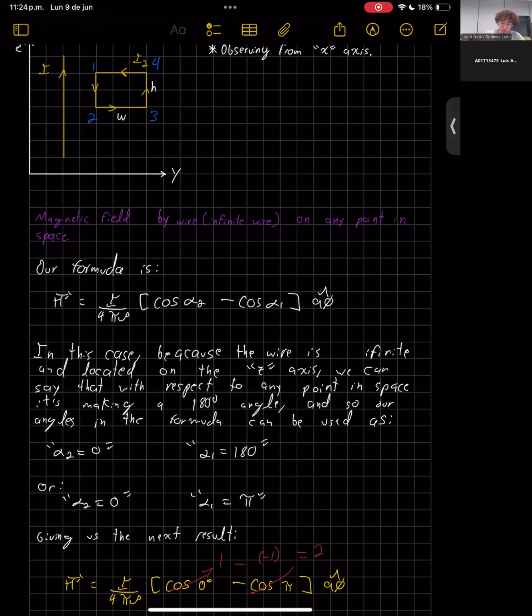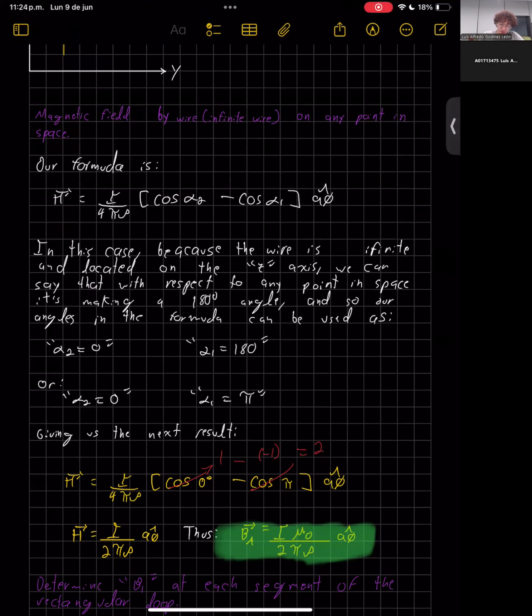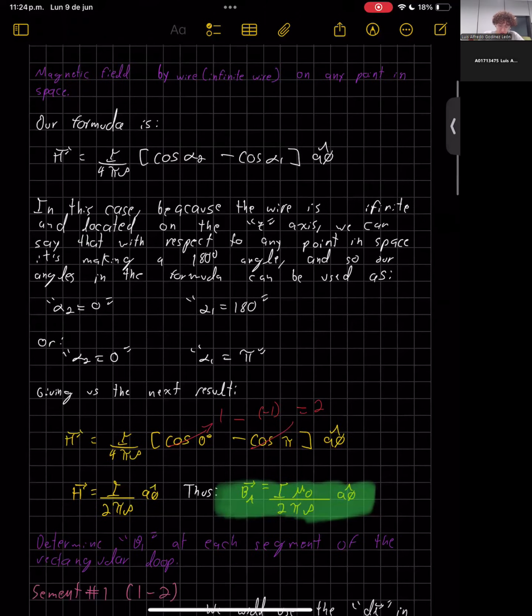So first, the magnetic field by an infinite wire on any point in space. We have that formula that we already derived in the first exercise. But in this case, because the wire is infinite and located on the z-axis, we can say that with respect to any point in space, it's making a 180 degrees angle because it goes all along z in positive and in negative. So there's going to be a point where the distance between the wire and the observation point is so minimal that the angles are going to almost reach 180 and 0.